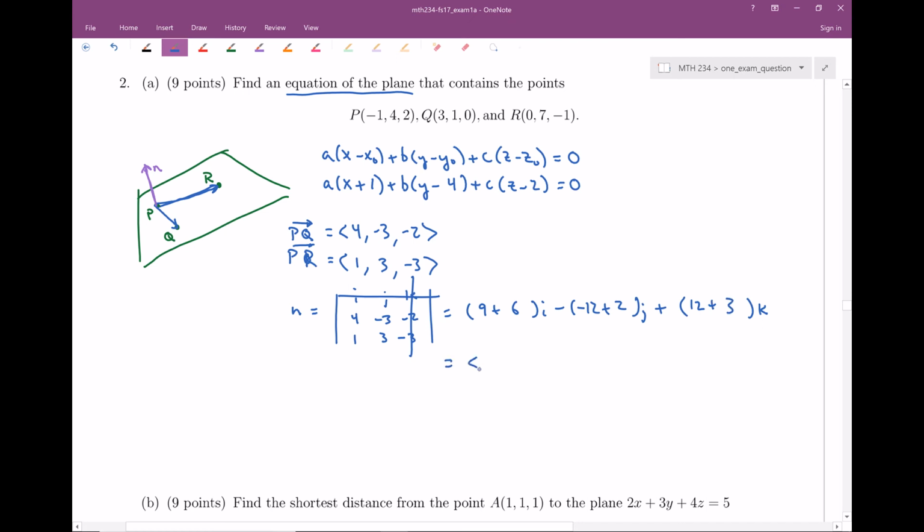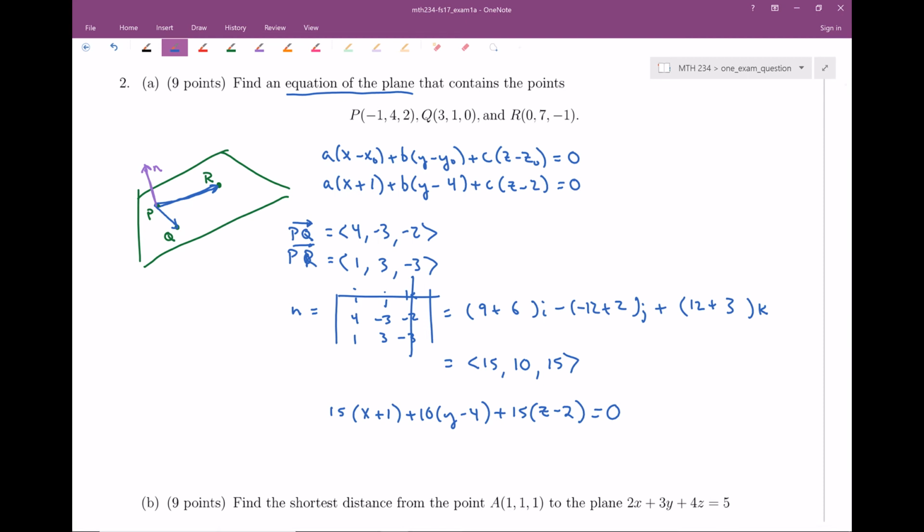And so my vector is 15, and this would be -10, but there's that extra negative sign, so that's going to be 10, and then 15. So 15, 10, 15. Those components make up A, B, and C. So my final answer is going to be 15 times (x plus 1) plus 10 times (y minus 4) plus 15 times (z minus 2) equals 0. This is one possible correct answer, but remember there are actually infinitely many correct answers here.